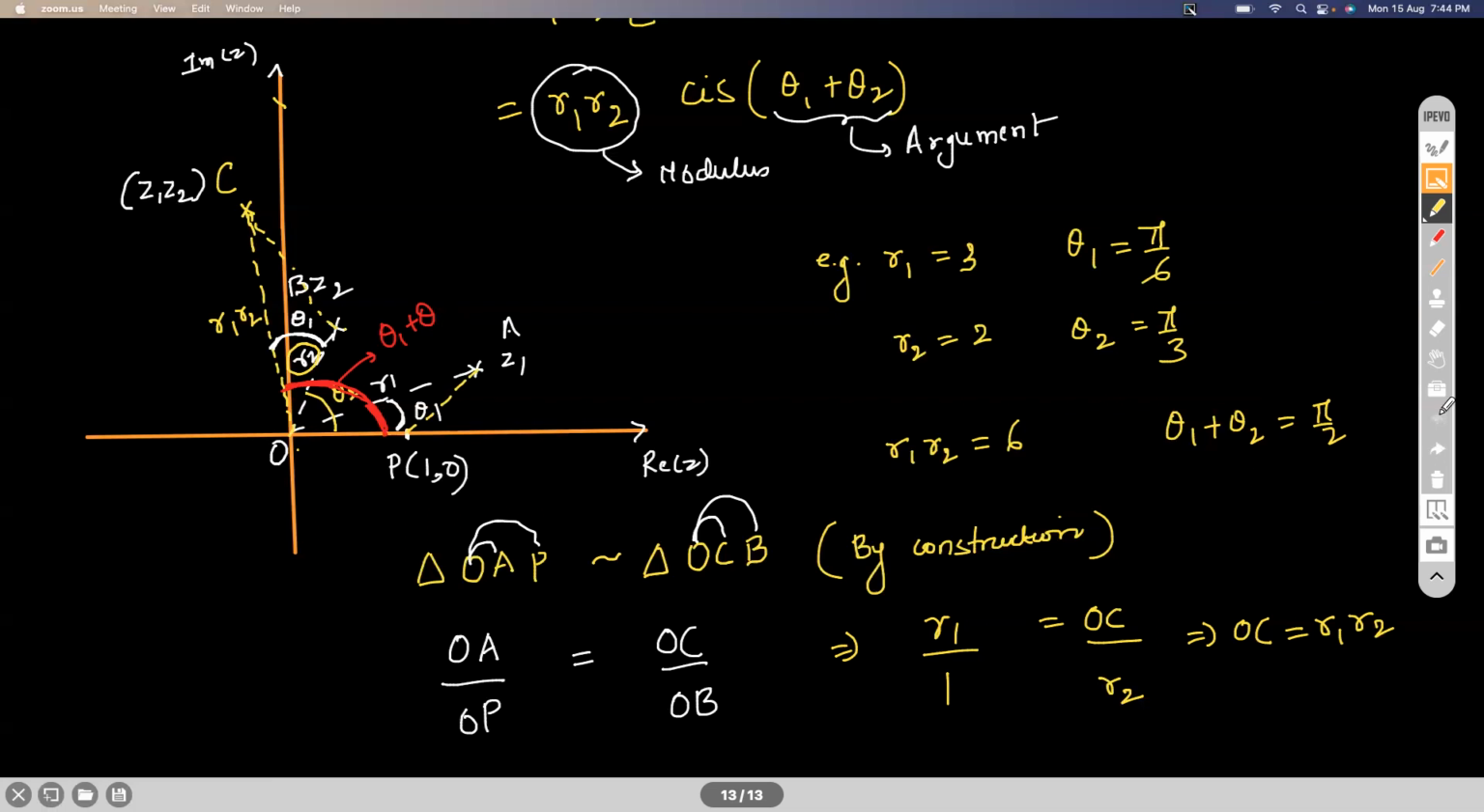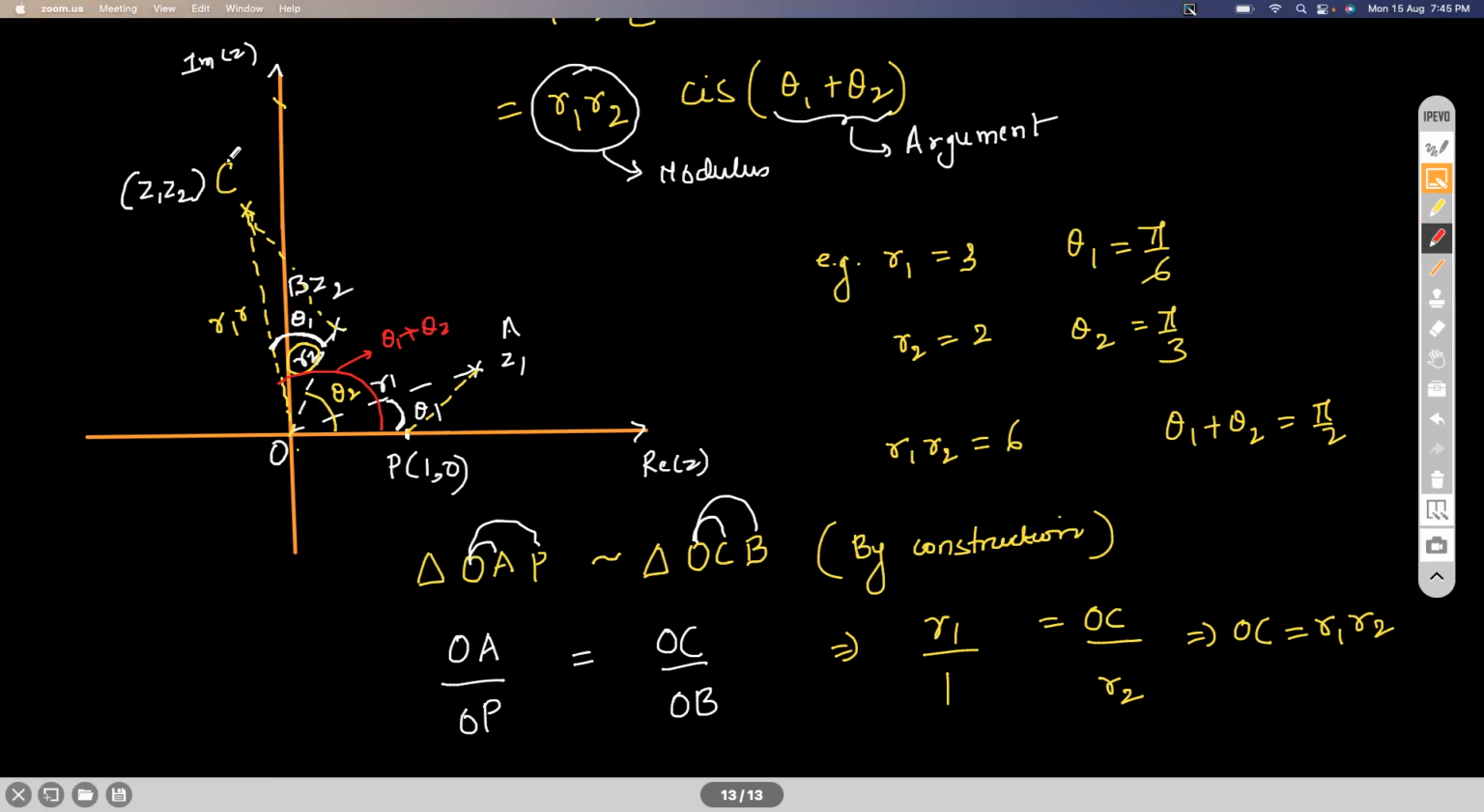Understood? Understood what I'm trying to say? So again, I'll show you the argument. See, from here to here, it's theta 2. You already know that. It's already written on the figure. And this is extra theta 1. So overall, how much will this become? Overall, this will become theta 1 plus theta 2.